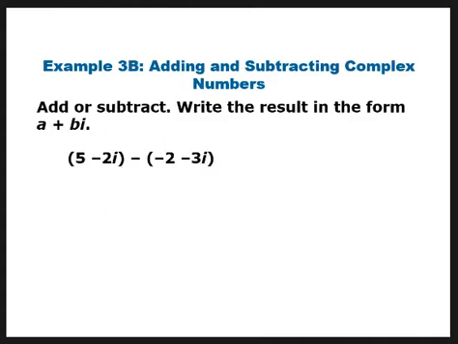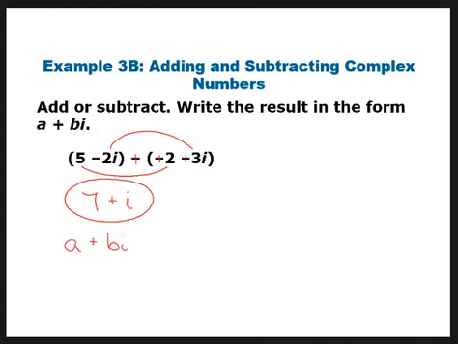Same idea here, but we're subtracting. The first thing I'm going to do is change it to a plus sign, and then I'm going to change the signs of everything else inside there. We're going to add the opposite, or add the inverse. Now I go about it just like I did the last problem. 5 plus 2 is 7. Negative 2i plus 3i is plus i. Again, make sure your answers are written in standard form, the a plus bi form. Real number part first, imaginary number part second.